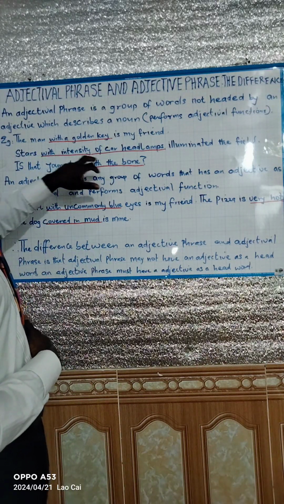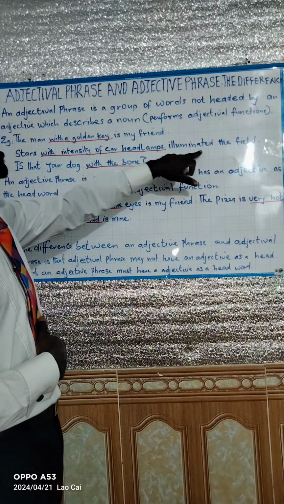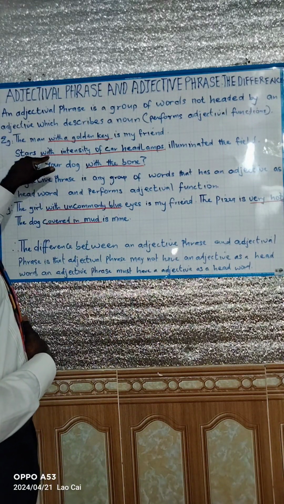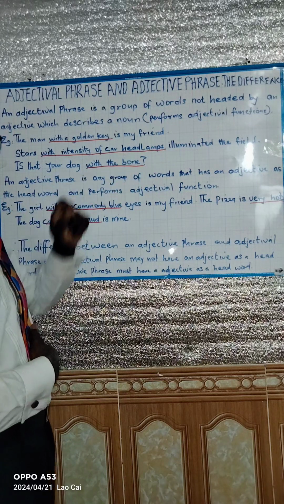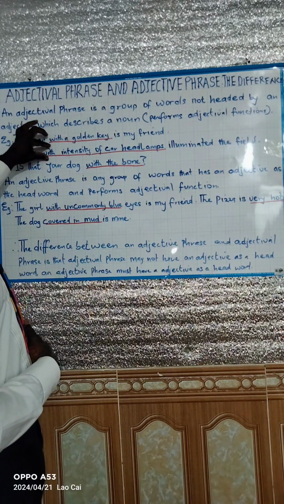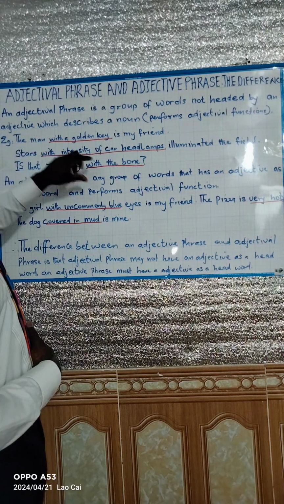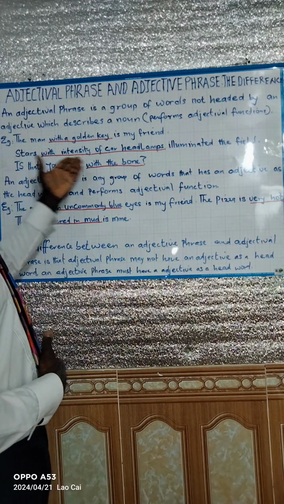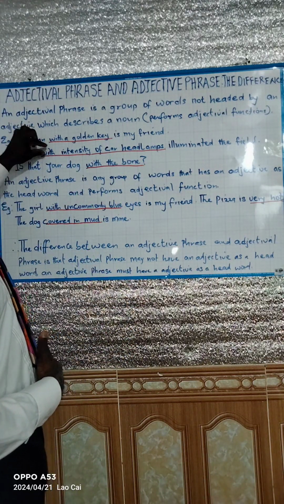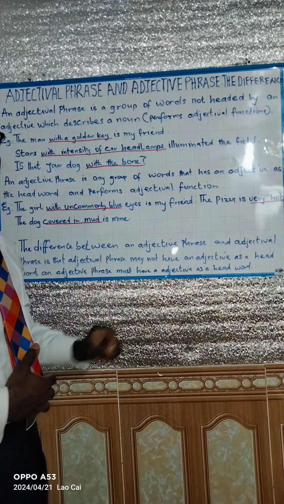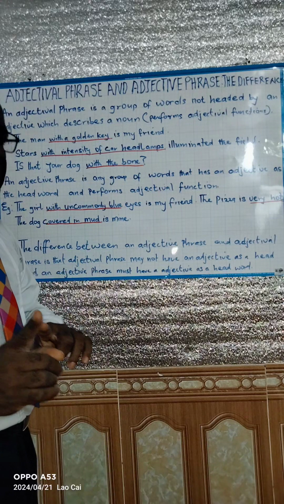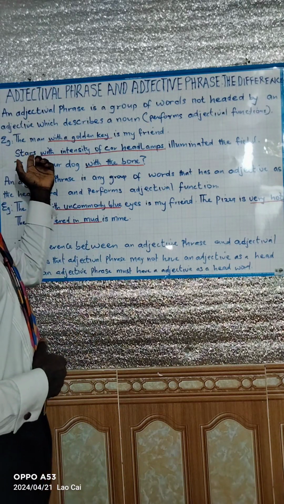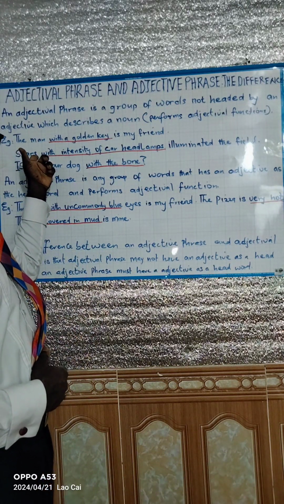So, example 2. Stars with intensity of car headlamps illuminated the field. Now, the underlined expression is with intensity of car headlamps. So, in this underlined expression, there is no adjective at all. All of them are different parts of speech, from the nouns and all of that. And because there is no adjective, it is an adjectival phrase. Not just that, notice that it is performing adjectival function by qualifying the noun stars.